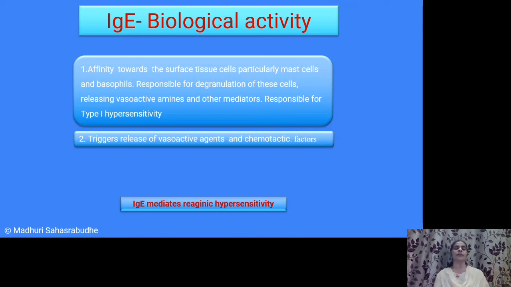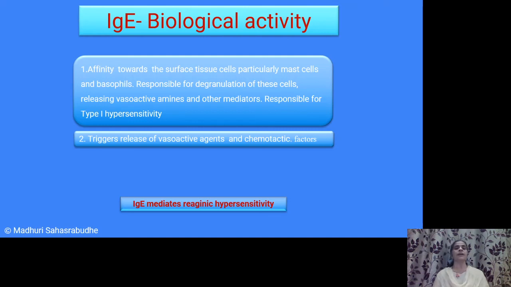If you look at the biological activity, it has affinity towards the surface tissue cells, particularly the mast cells and basophils, and is responsible for degranulation of these cells, releasing the vasoactive amines and other mediators, and responsible for type 1 hypersensitivity. What is that? If you have any allergic reaction, the first thing that we observe is itching, redness, oozing out of some material, for example. All these reactions take place because of the release of the vasoactive amines. This release is from the mast cells and basophils, and it is because of the IgE bound on the surface of these mast cells and basophils.